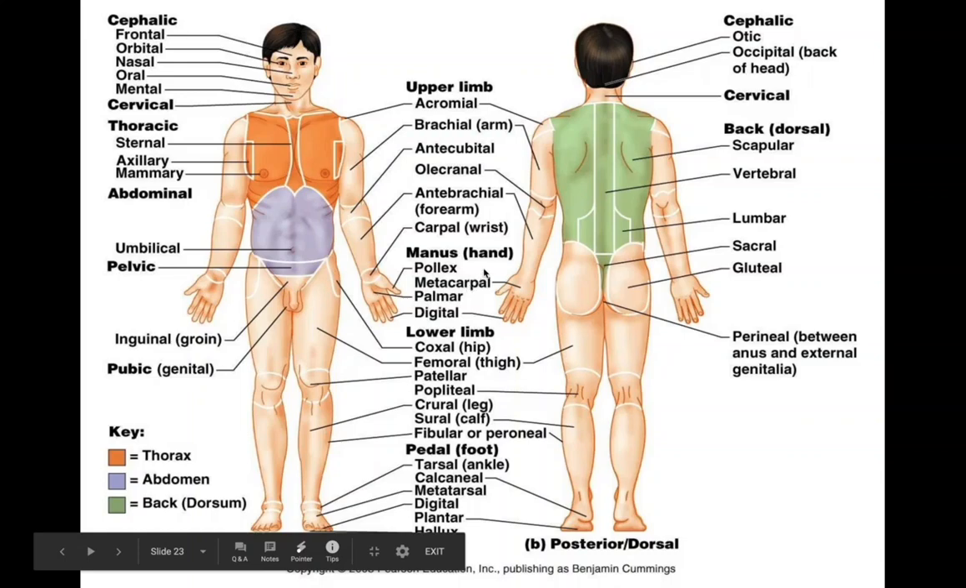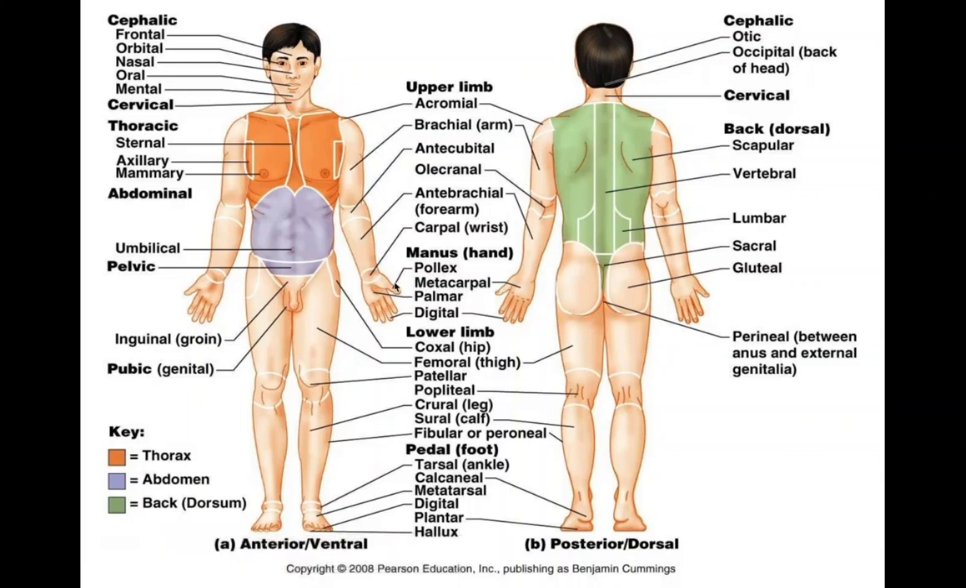So manus for the hands, pollex for the thumb, metacarpal over the hand region. The palm is this bottom surface, and then the digital is the fingers. For the upper limb, we've got the acromial that is over this region here where you have your deltoids, brachial for the upper arm, antecubital is in front of the elbow here, antebrachial is the forearm, and then carpal for the wrist.